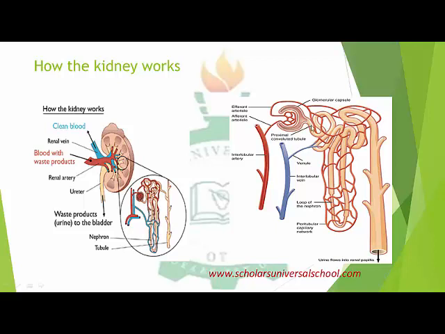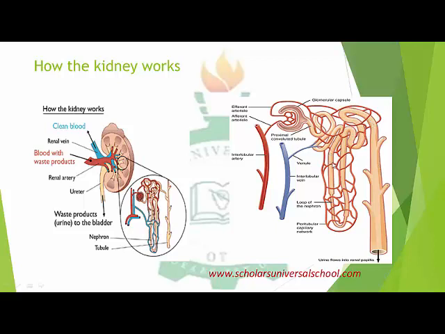Glucose, minerals, and some others pass into the filtrate and are reabsorbed at the proximal convoluted tubule. This side is the proximal convoluted tubule. This is the loop of Henle. Then this is the distal convoluted tubule and this is the collecting duct.